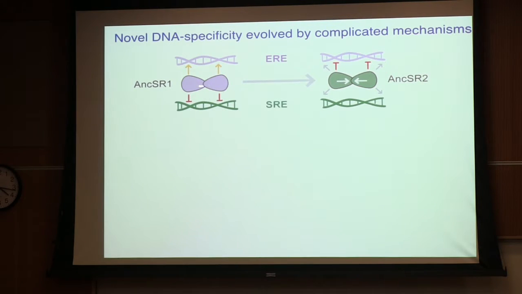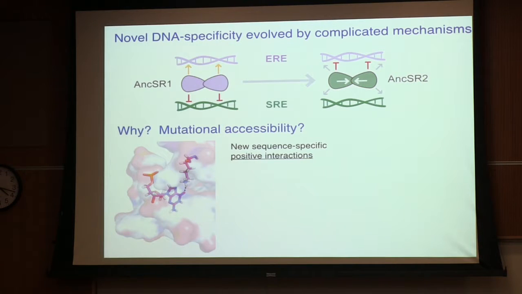You might think you would start with positive interactions and you would end up with a derived state with exchanged positive interactions. But instead, you've got this ancestral state with positive interactions and negative interactions. You turn those positive interactions and abolish them and instead introduce negative interactions to the ERE. You don't create any new positive interactions to SRE, but you offset them with cooperativity and non-specific binding. So it's quite complicated. So why not this simpler mechanism of going from one hydrogen bond to a different hydrogen bond? And we speculate that this is because of the mutational accessibility of the two different classes of solutions.